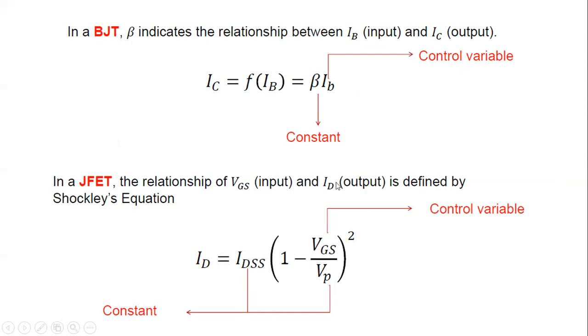In the BJT, the controlling variable is the base current. But in case of the FET, the control variable is the gate-to-source voltage. So the BJT is a current controlled device, while the JFET is a voltage controlled device, because whatever the voltage change at VGS will be reflected in a change in current ID.